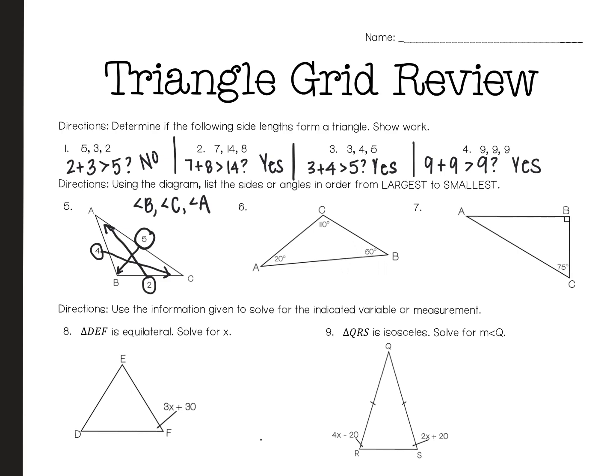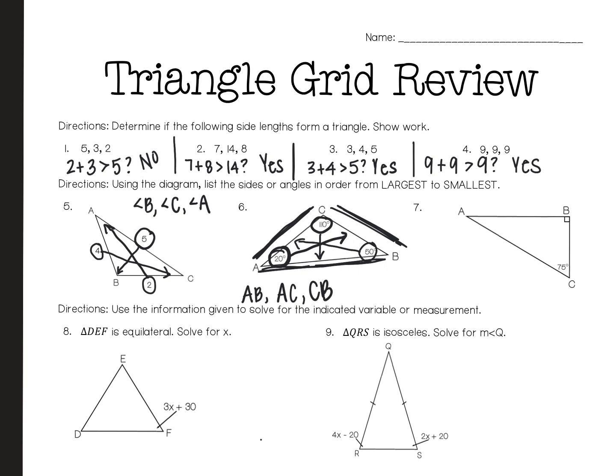For number 6, we're given the angles. So the angle that is labeled 110 degrees is the largest, and that angle is across from this side, which we would call AB. The next largest angle is angle B, which is across from this side, named AC. Or if you called it CA, that would be fine too. The smallest angle, A, is across from this side, CB. Or again, you could call it BC, and that's completely fine.